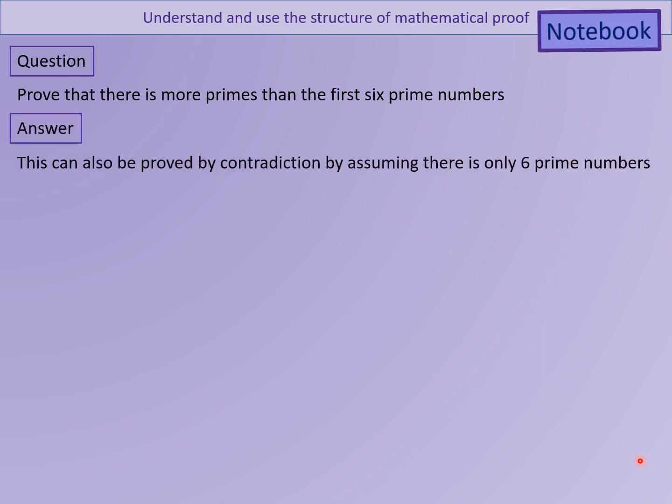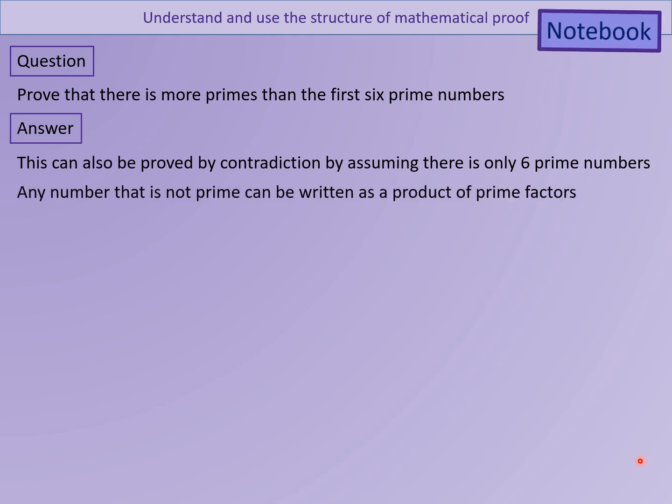So the first bit of the proof by contradiction is we're going to assume that there are only 6 prime numbers out there. That's the only prime numbers we have. That's what we're going to assume is true, and hopefully prove that it's not true, so therefore we prove that there are more. If that's true, then there are no other primes out there at all. And we'll write another number, which obviously is not going to be prime because we've assumed there are no other primes.